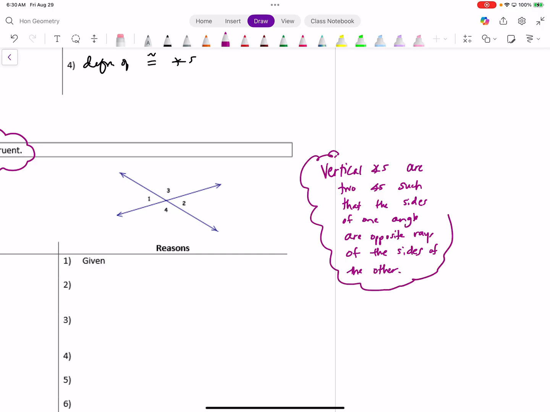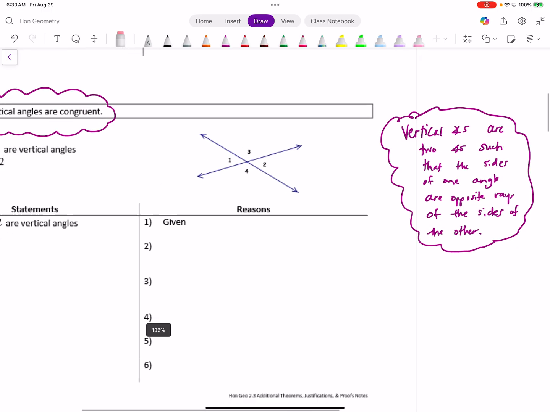So that's a better definition than what we got last year. Last year we would just say, oh, two lines cross, the angles across from each other. That's not really a definition. This is a definition. So if you're looking at angle 1 and 2, here's the sides of this. That's an opposite ray of this. That's an opposite ray of that. So that's a real definition.